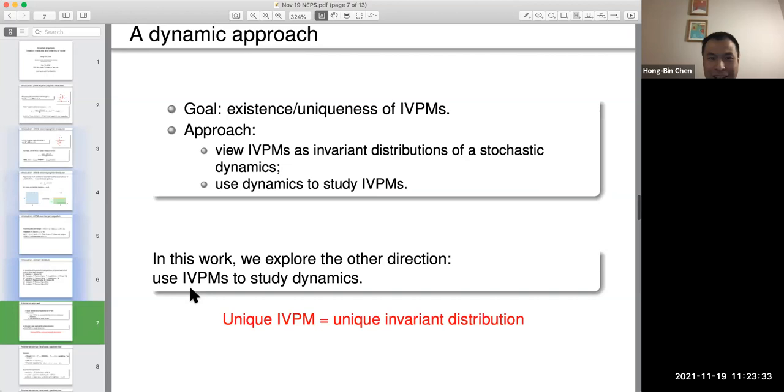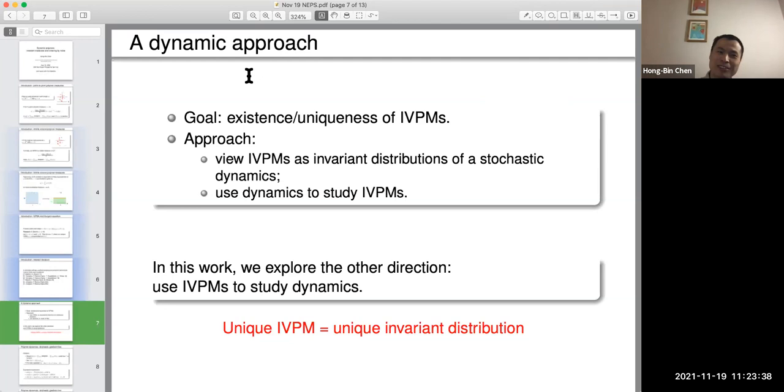The goal of our work is to initiate a new approach to view these types of objects. Again, the ultimate goal is to understand the existence and the uniqueness of infinite volume polymer measures. We want to initiate an approach by viewing them as invariant distributions of stochastic dynamics, and attack the problem from the dynamic point of view. This is the whole agenda we are trying to push or advertise.